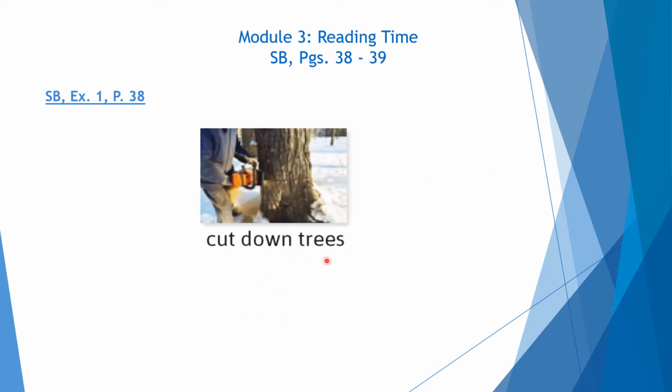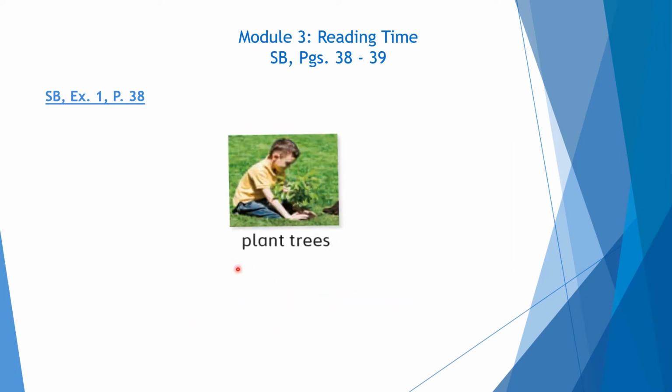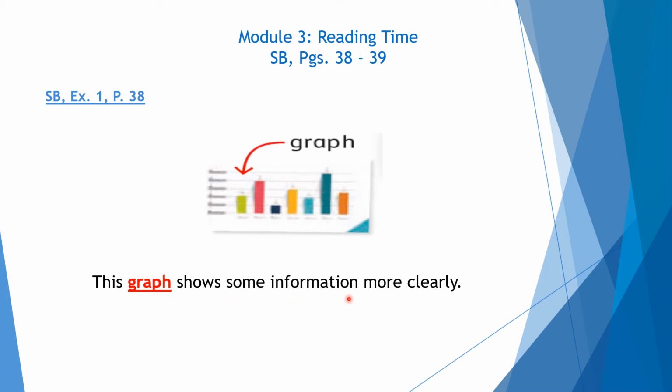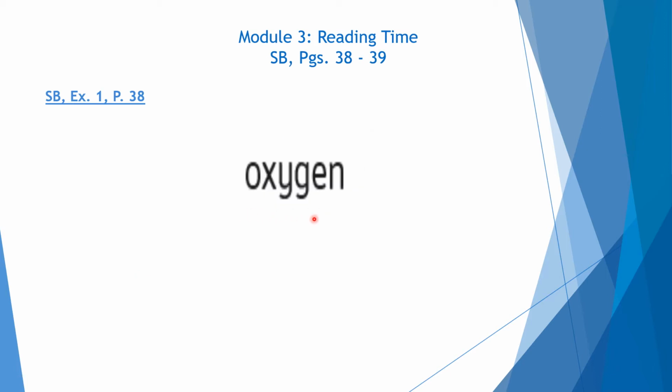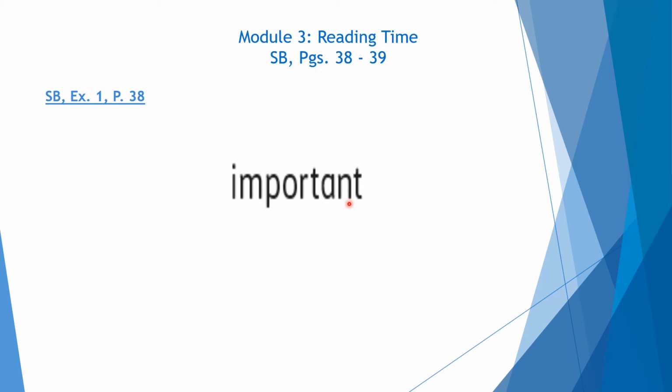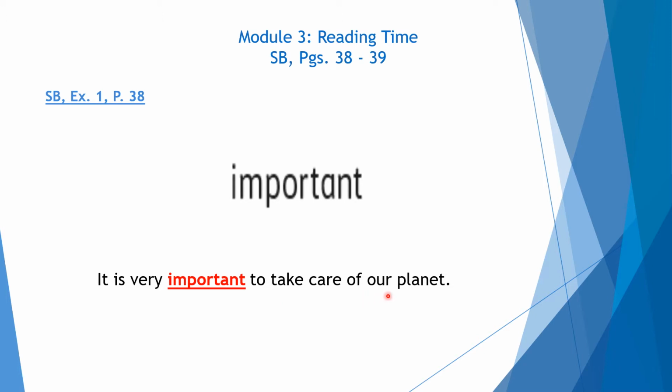Cut down trees. The man is cutting down the tree. Plant trees. The boy is planting a tree. Graph. This graph shows some information more clearly. Oxygen. There isn't any oxygen on other planets, only on Earth. Important. It is very important to take care of our planet. Important means necessary.